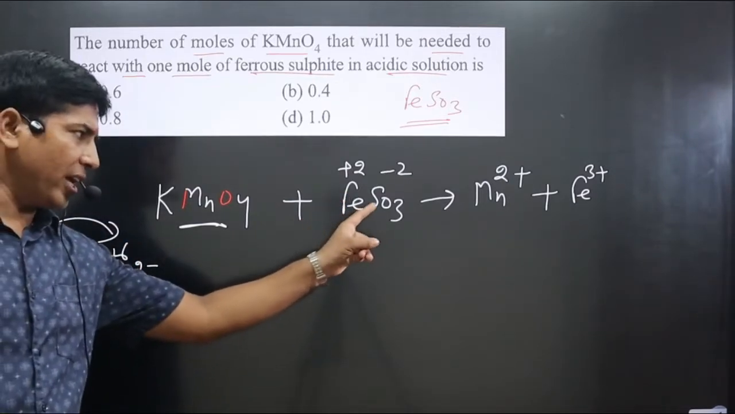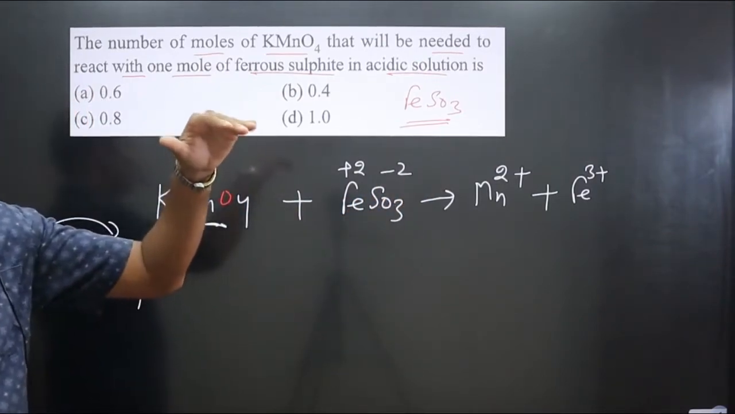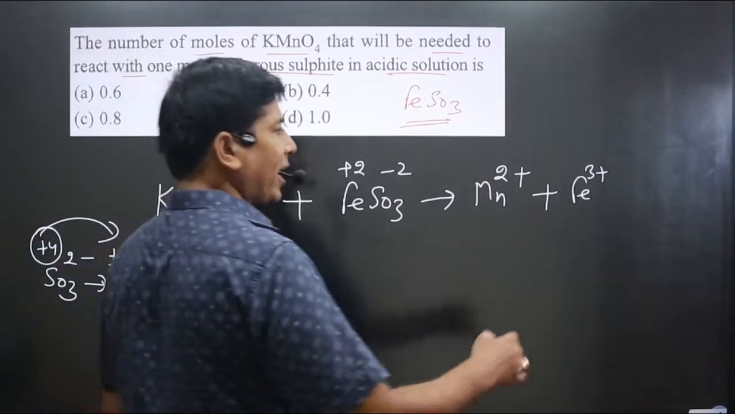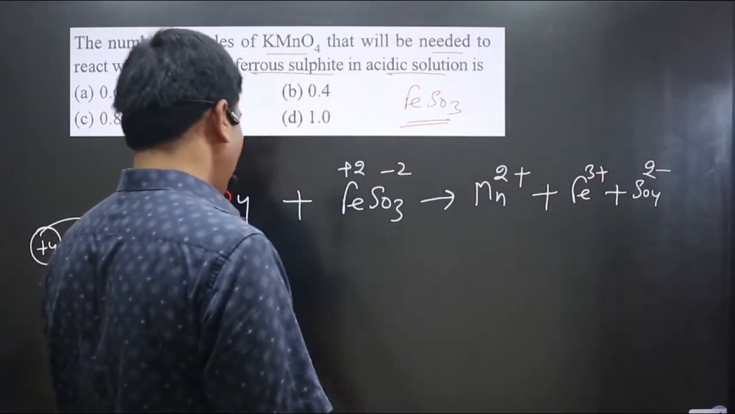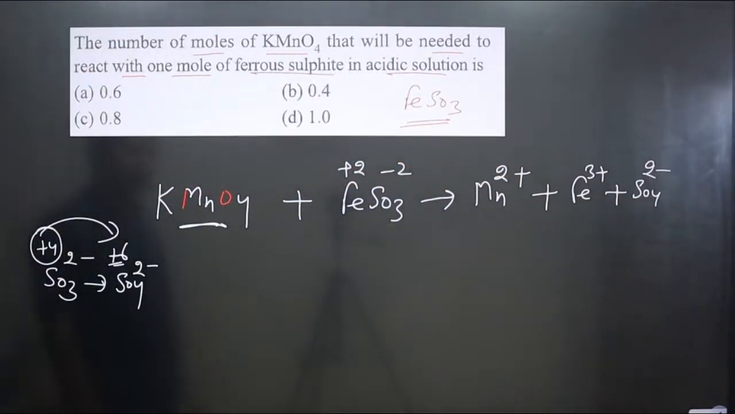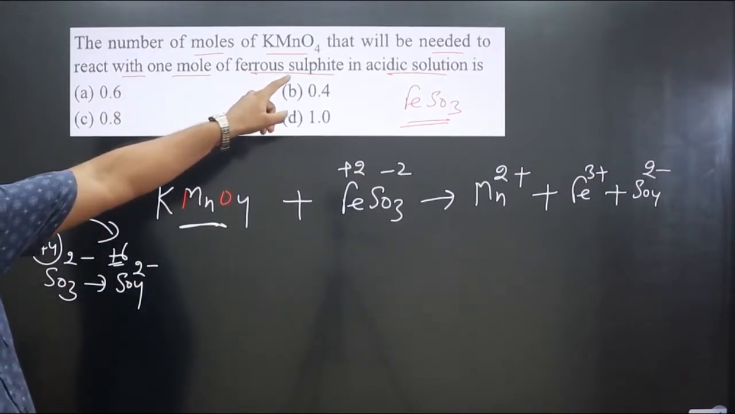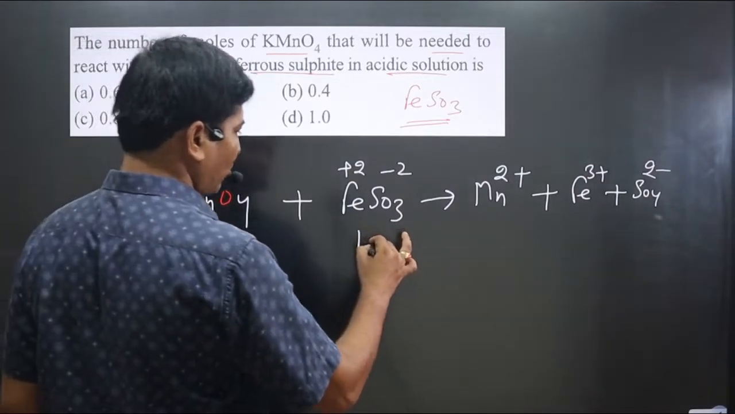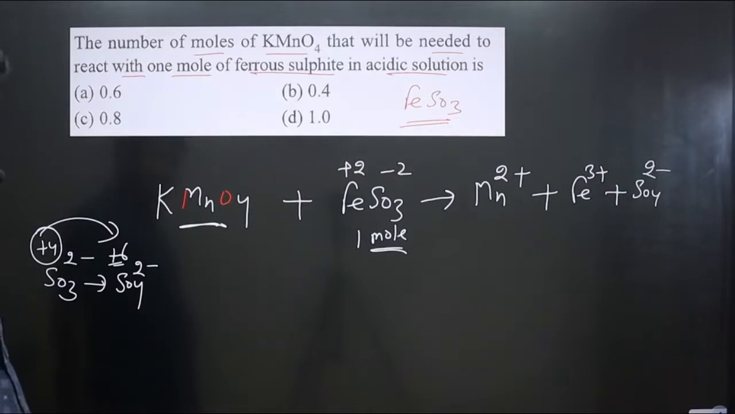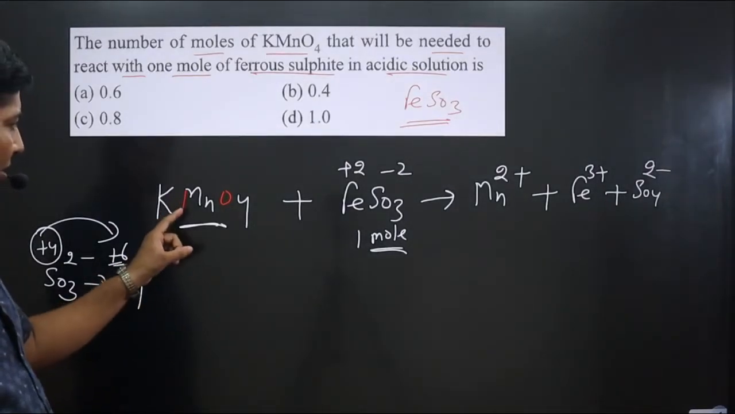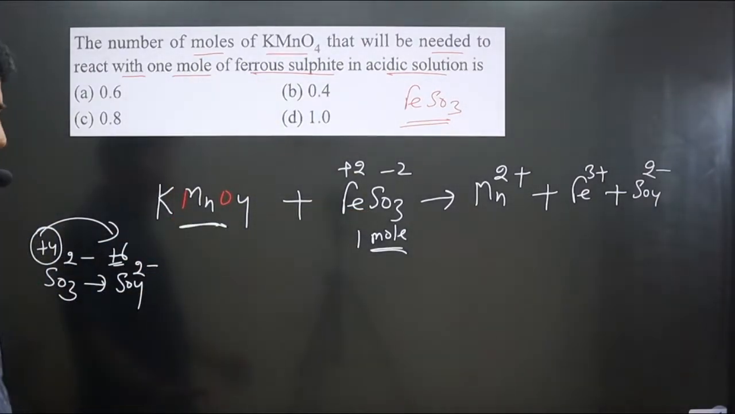So you can see both the cation and the anion undergo oxidation, meaning an increase in their oxidation numbers. The sulfite ion converts into the sulfate ion, SO4 2-. Very interesting. Now we can balance the charge, but anyway, 1 mole of ferrous sulfite is given. Then we can apply the concept of equivalence: the number of equivalents of KMnO4 is equal to the number of equivalents of FeSO3. Then we can answer the question.